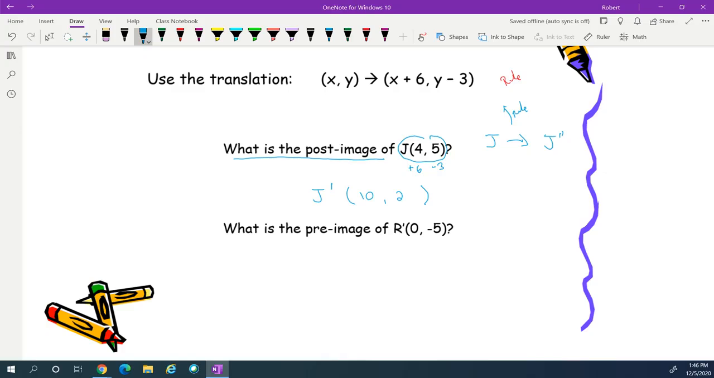In the second example, note, be careful with this one. This one works a little bit differently. It's actually backwards. What is the pre-image? They're giving us R prime. Remember, R becomes R prime. So we know R prime is at 0, -5. We're being asked what was the original point.